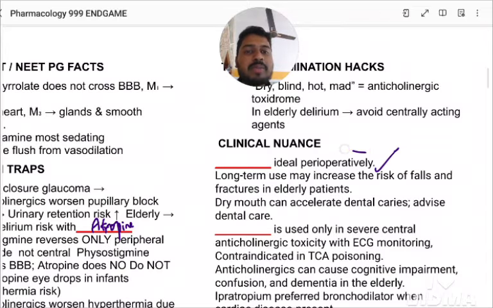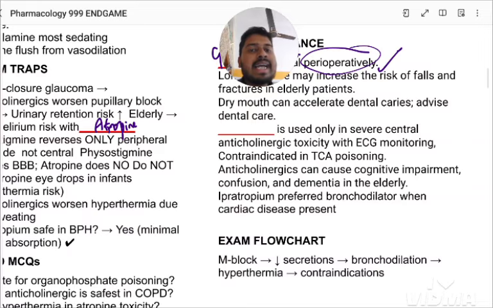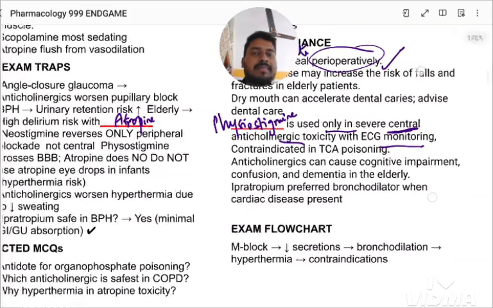What is used perioperatively to decrease secretions? It is glycopyrrolate. These are the ones I have underlined, as they are commonly used in clinical practice. Which drug is used only in severe central anticholinergic toxicity with ECG monitoring? Yes, very good, it is physostigmine. Physostigmine is the antidote.